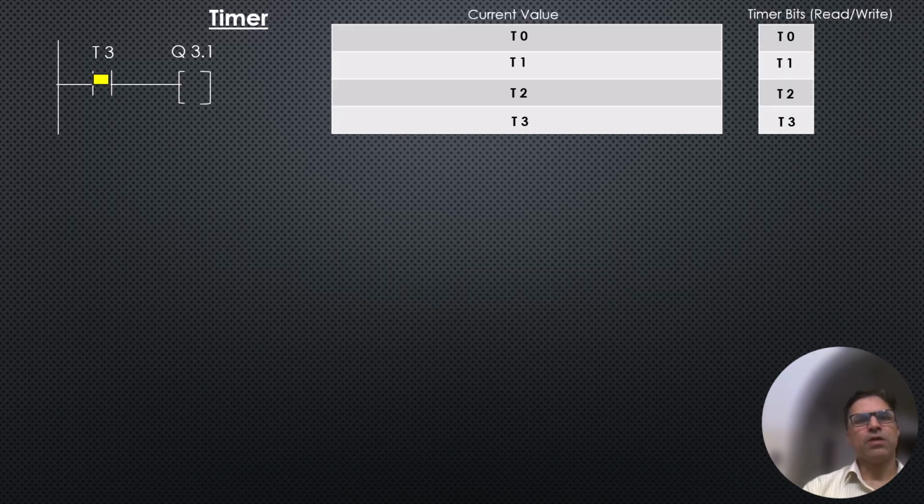Both timers and counters use a 16-bit word value for the current value. The special feature is that the timer T3 tag behaves as a digital bit when used in logic conditions and as a word value when monitoring the time process. When timer T3 reaches its preset value, the T3 bit becomes 1, which turns Q3.1 on.